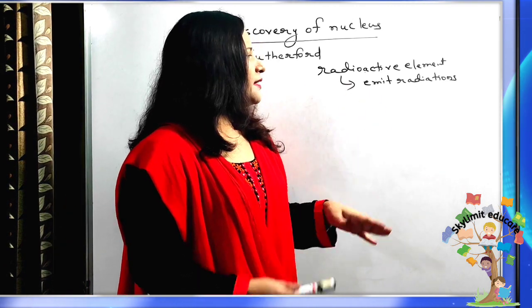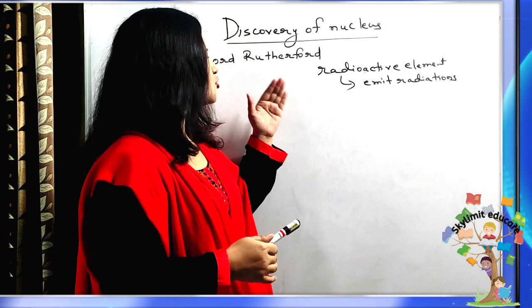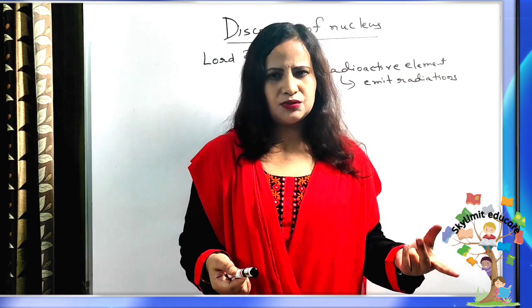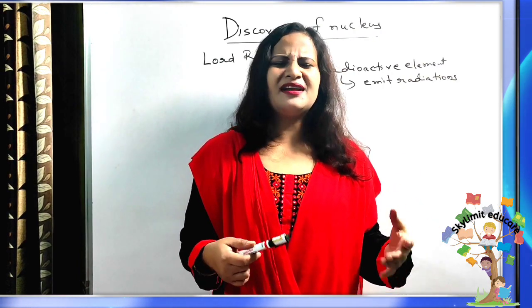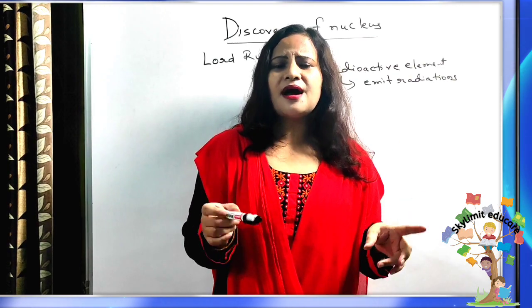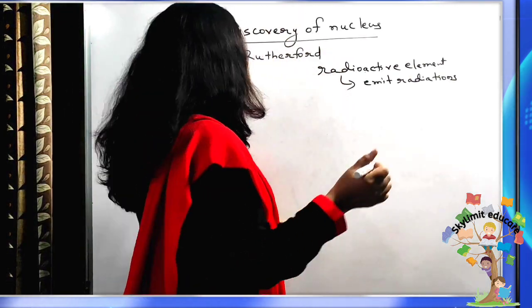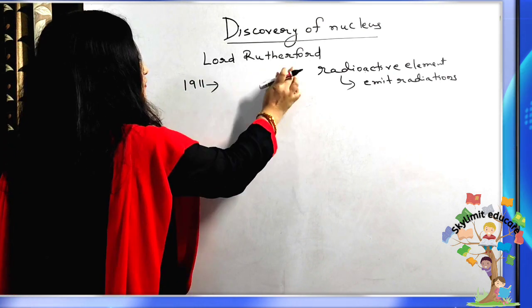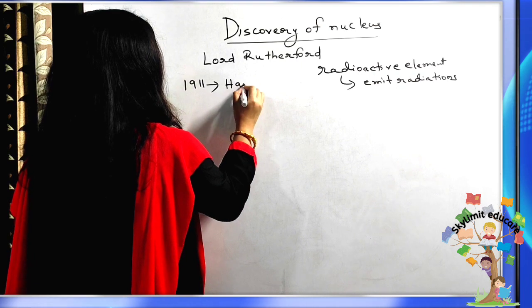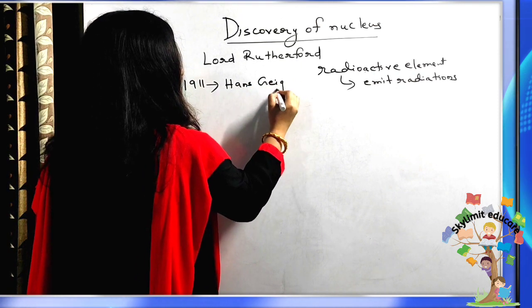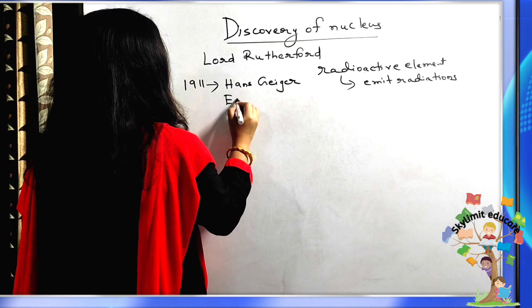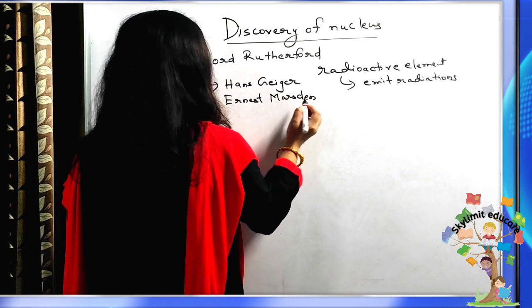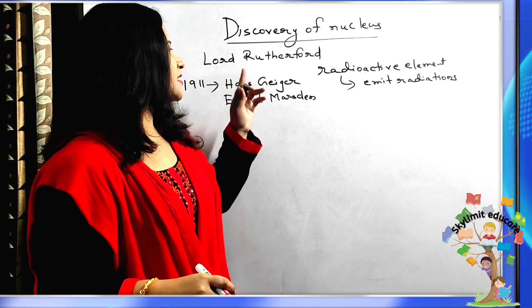So now he was already experimenting on radioactivity, and he had actually performed this gold foil experiment, or the alpha particle scattering experiment, earlier also. But then his experiment had failed. Later on, in the year 1911, he asked two of his students, namely Hans Geiger and Ernest Marsden. These are the two students of Lord Rutherford, and he was a great scientist.